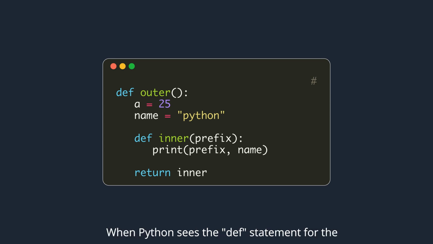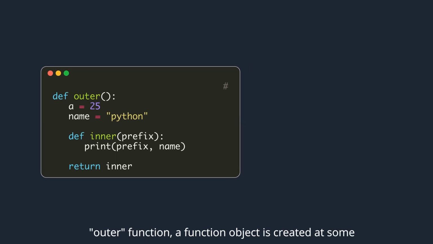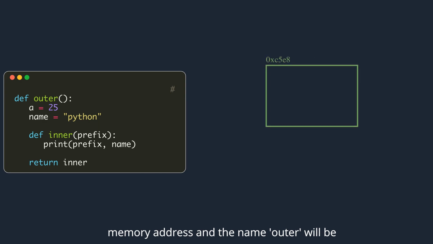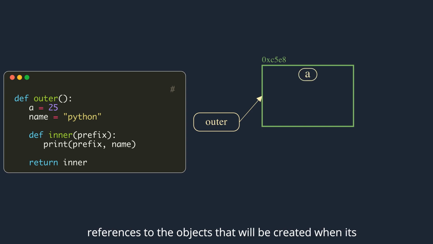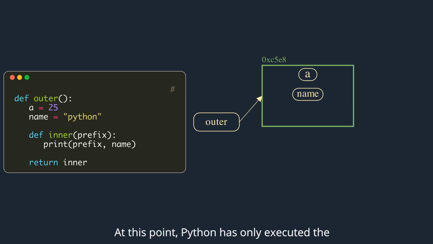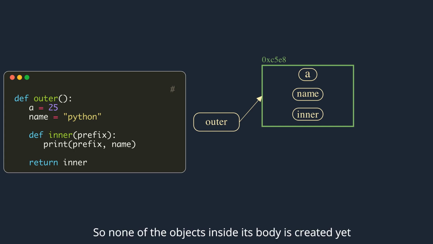When Python sees the def statement for the outer function, a function object is created at some memory address, and the name outer will be a reference to it. This function's object will have attributes to store references to the objects that will be created when its body is executed. At this point, Python has only executed the function definition. So none of the objects inside its body is created yet.